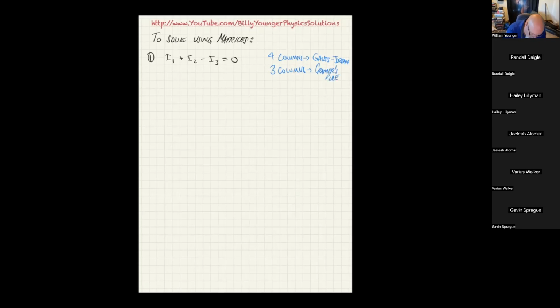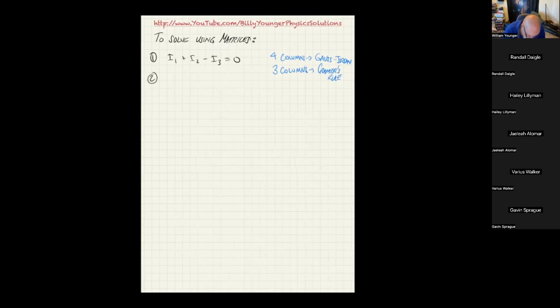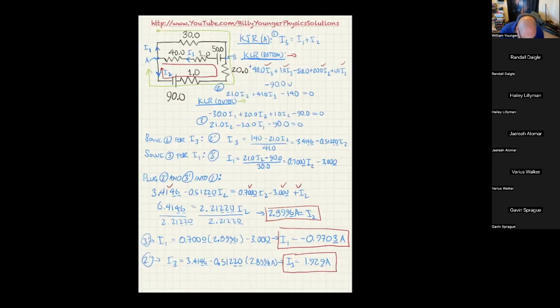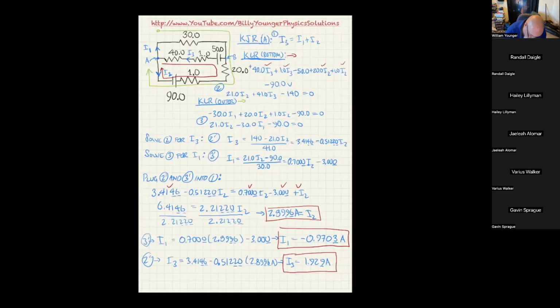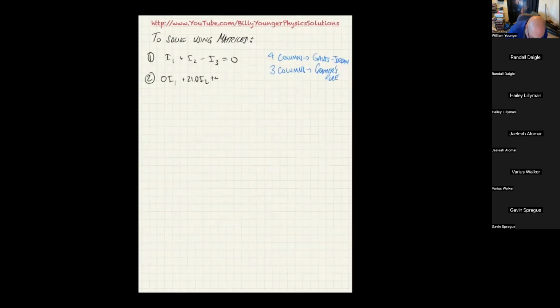So first off, we've got to rewrite these equations. Now I'm going to rewrite equation 2. Equation 2, we found out, was 21 I2 plus 41 I3 minus 140. In this case, I want to write 0 I1 plus 21.0 I2 plus 41.0 I3 is equal to 140. And notice that the 0 term has to be there.